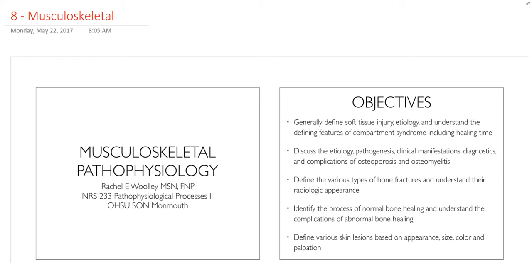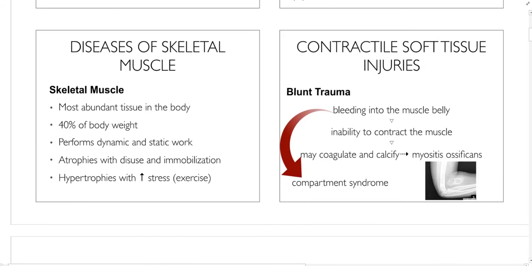Alrighty, week 8 musculoskeletal pathophysiology. So skeletal muscle is the most abundant tissue in the body.